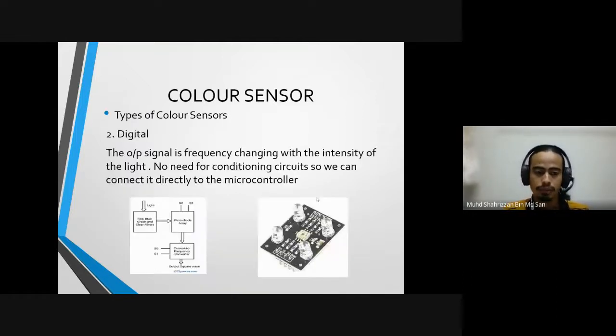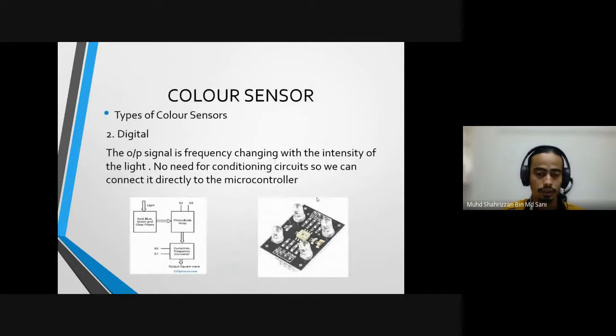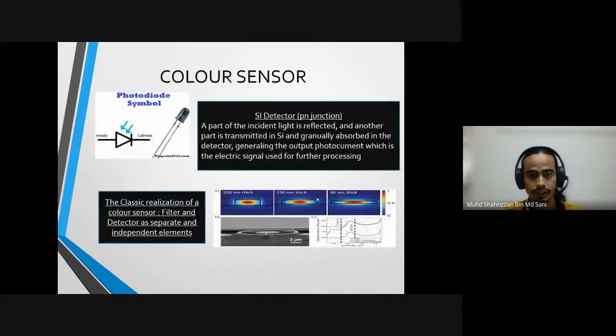Next is the analog sensor. The analog sensor came before the digital sensor. The analog sensor produces a signal in current and voltage, so we need a conditioning circuit. That means with the analog sensor we have to do the conditioning manually, and this becomes difficult for manufacturers to use. Actually, I prefer the digital sensor because it is easy to use. And next we move to our next presenter.